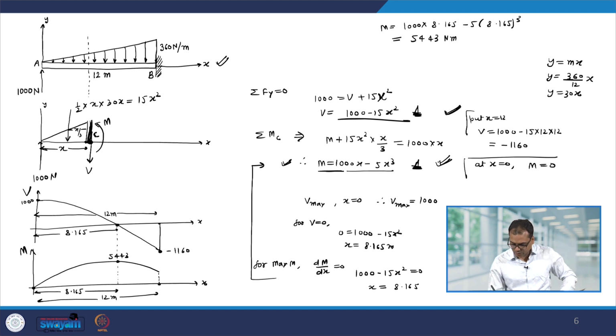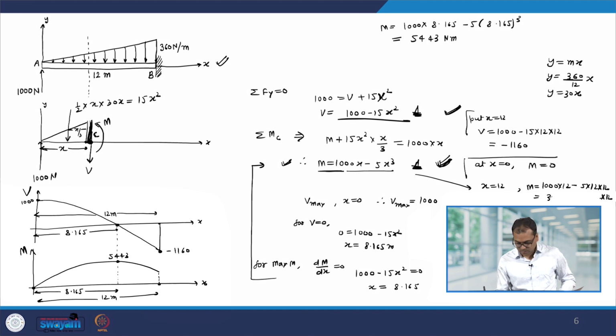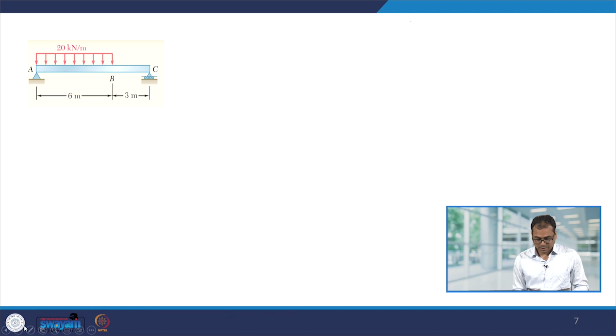Now, I also know that at this point x is equal to 12. So, again in this equation I can put x equal to 12. So, let us put the value of x equal to 12 in this equation, and this will give you m equal to 1000 into 12 minus 5 into 12 into 12 into 12, and that will be 3360 Newton meter. So, therefore, this value will be 3360 Newton meter. So, this completes the question, and we have found out the bending moment and shear forces. Now, let me give you a homework problem, and the problem statement is the following.